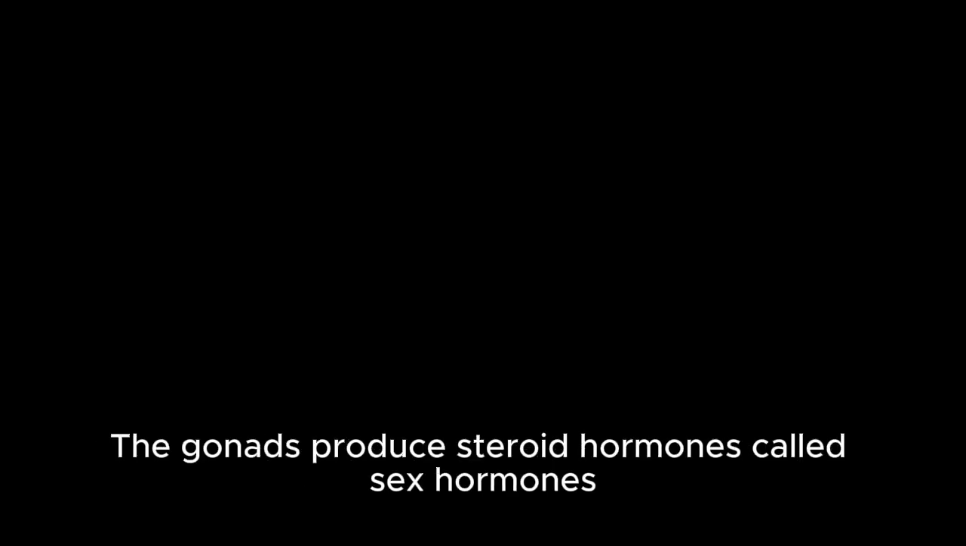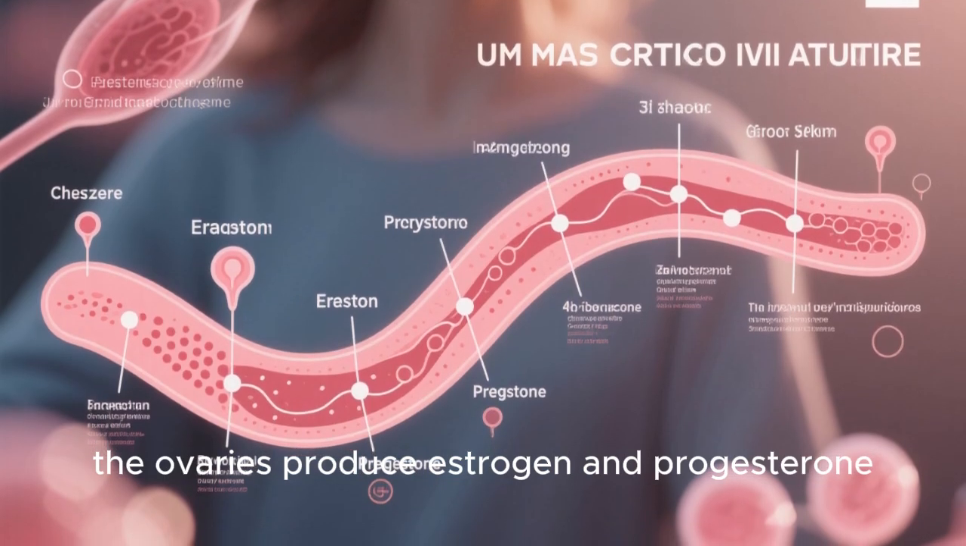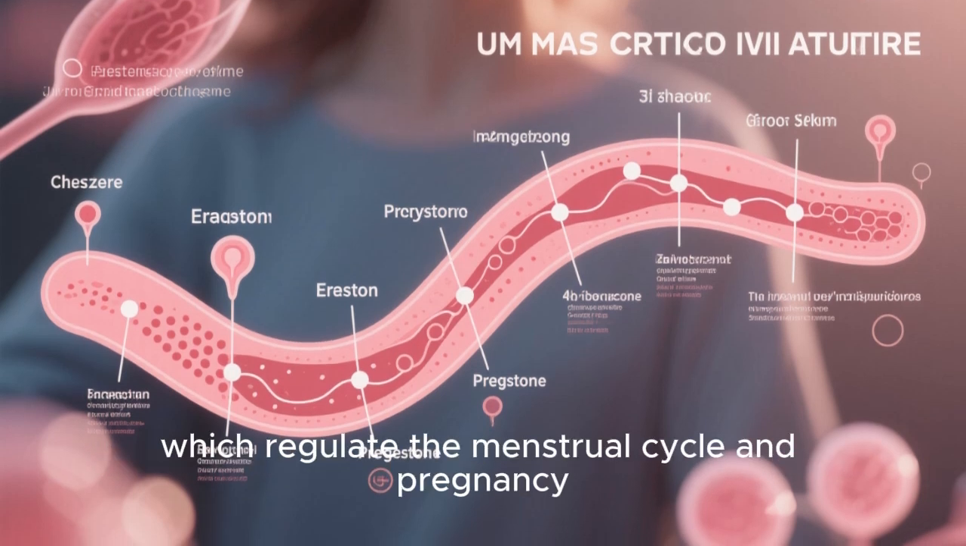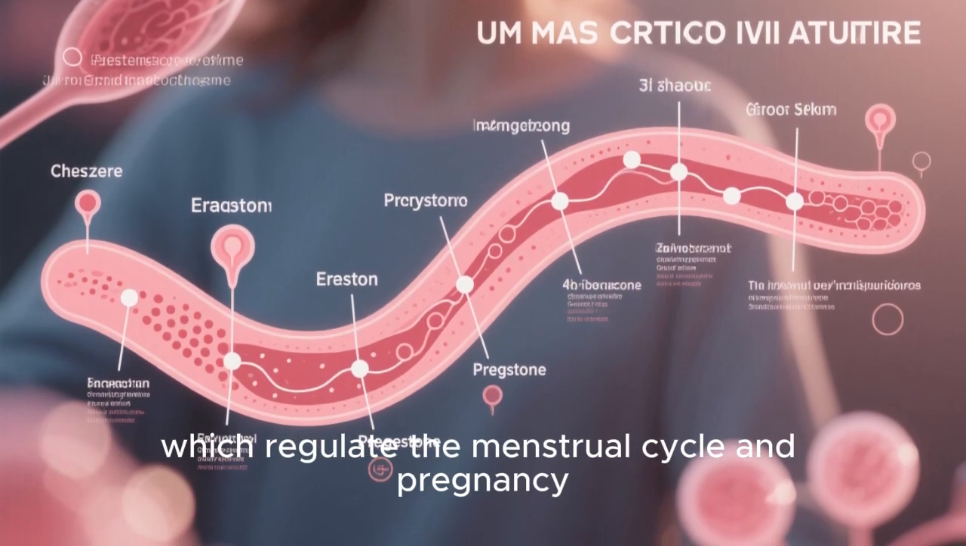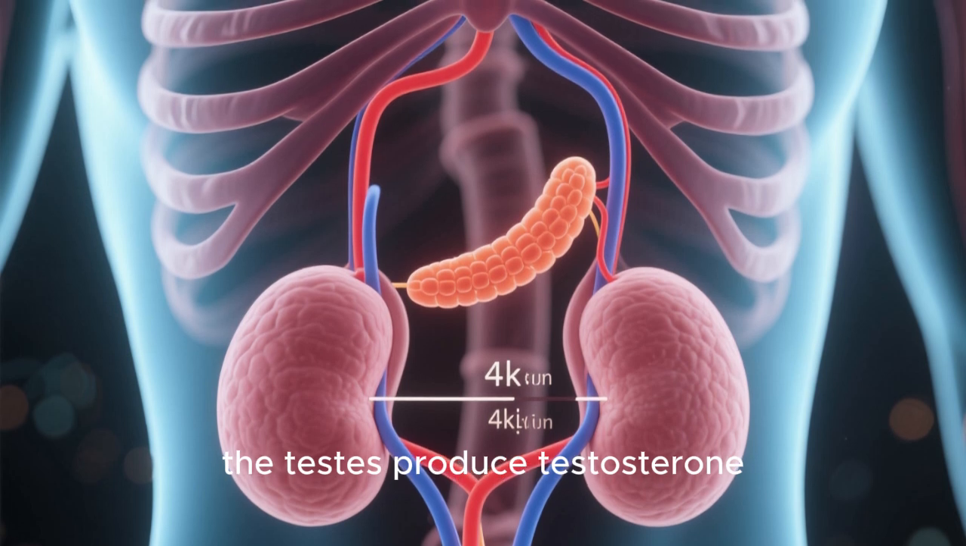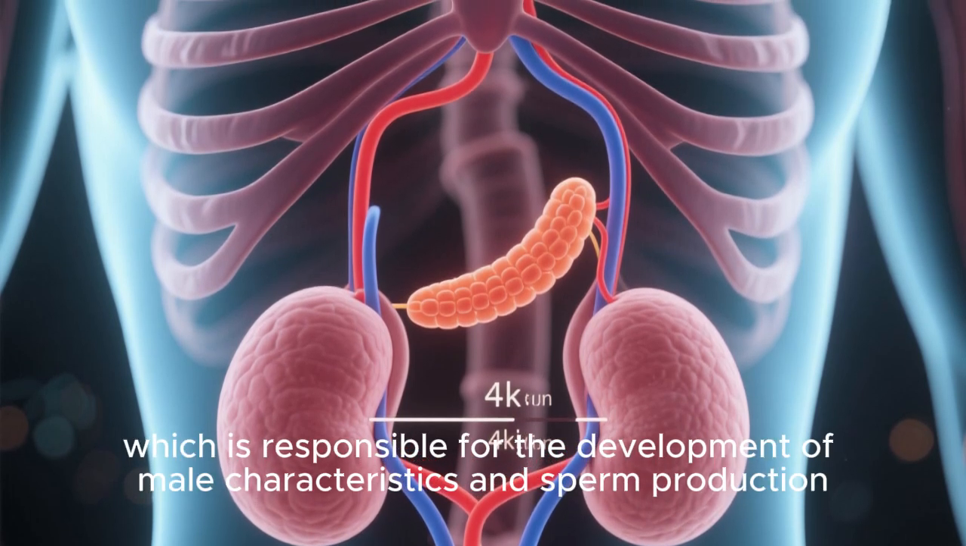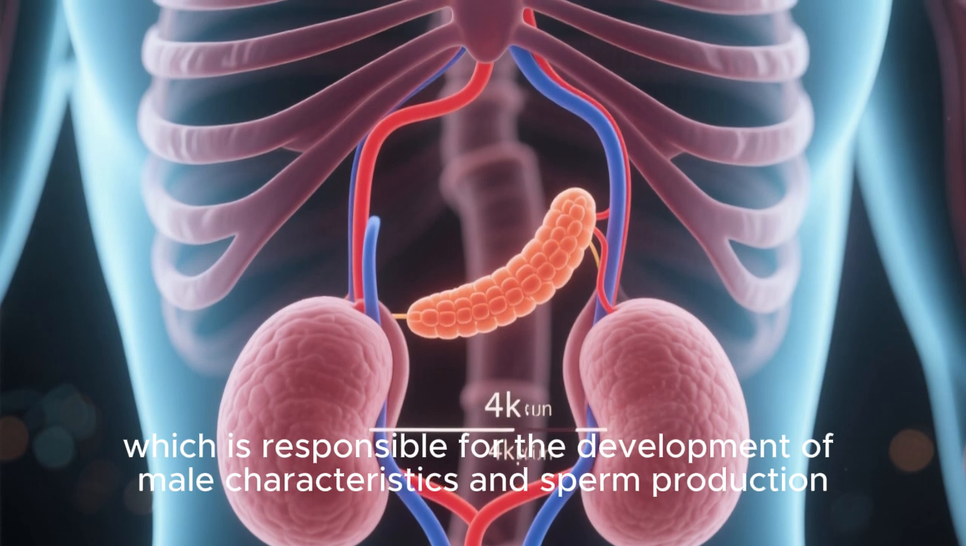Moving on, we have the gonads, which are the ovaries in females and the testes in males. The gonads produce steroid hormones called sex hormones. In females, the ovaries produce estrogen and progesterone, which regulate the menstrual cycle and pregnancy. While in males, the testes produce testosterone, which is responsible for the development of male characteristics and sperm production.